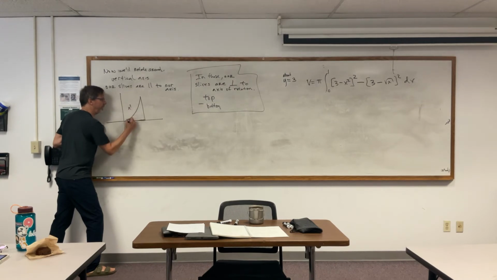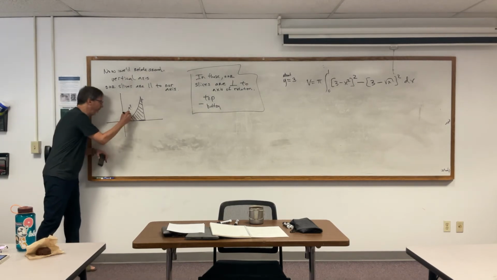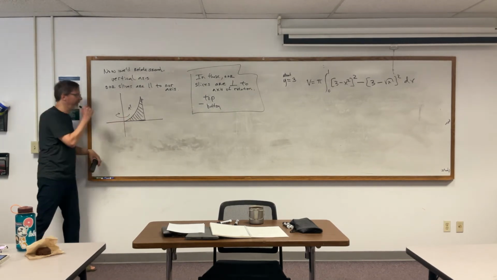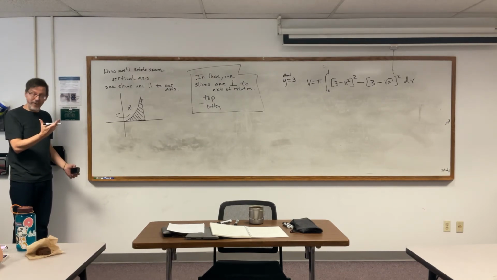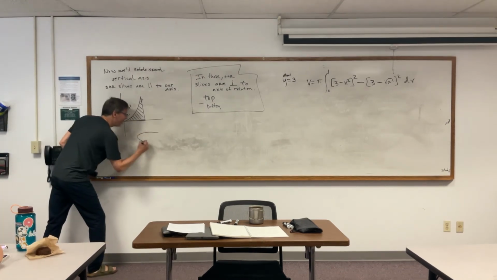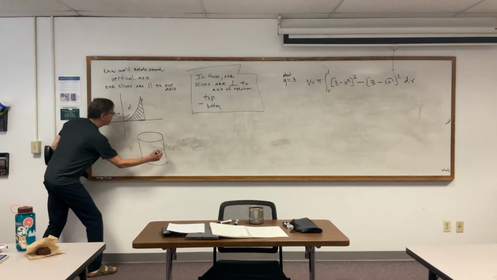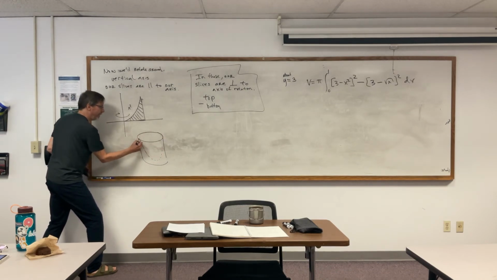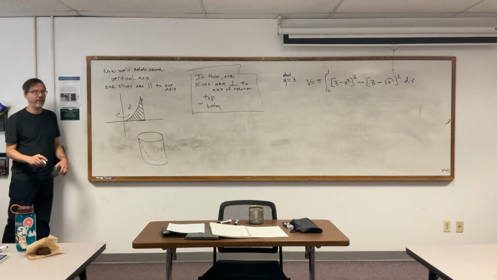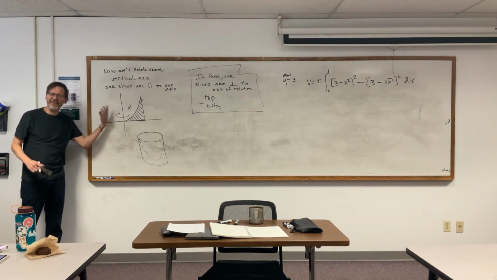X squared. Take this region. Let's do the simple thing first, just around the y-axis. So that's going to look like a cup with a straight outside and a parabolic inside. So it's like a hollow cup. You see that? Yeah.